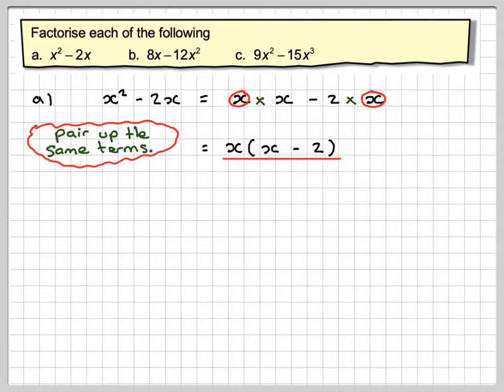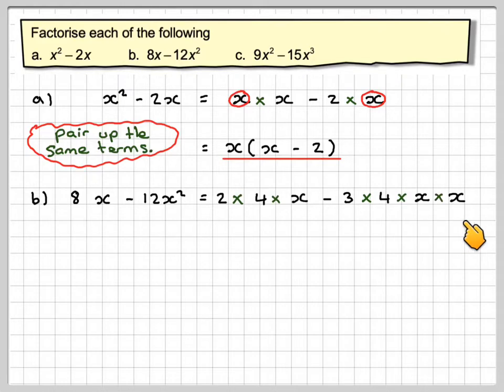But part B, you've got 8x minus 12x squared. So now we've got a number as well. What's the highest number that goes into 8 and 12? That is 4. So we're going to write 8 as 2 times 4. We've still got times x. And then we're going to write 12 as minus 3 times 4. And x squared is times x times x.